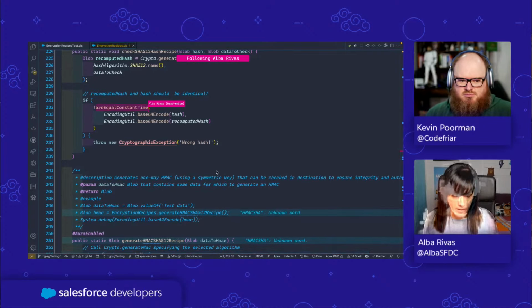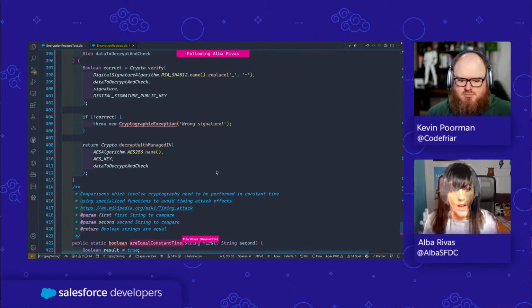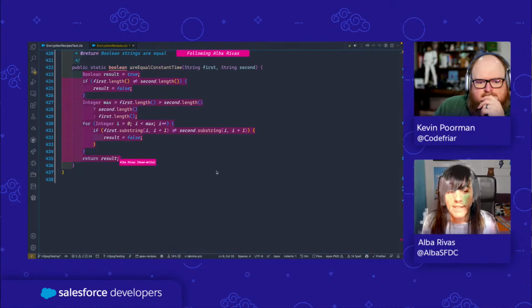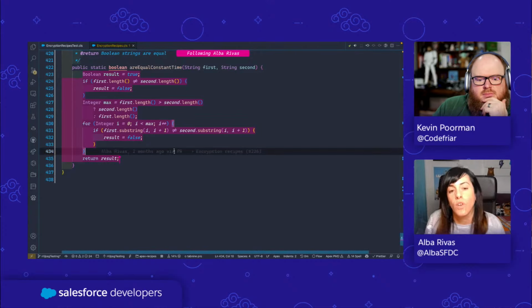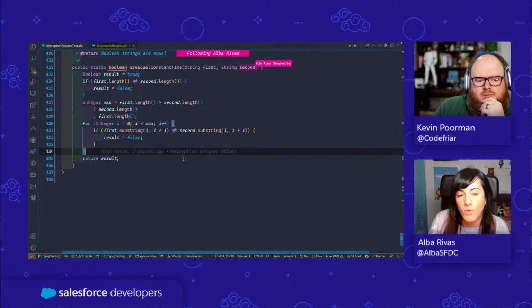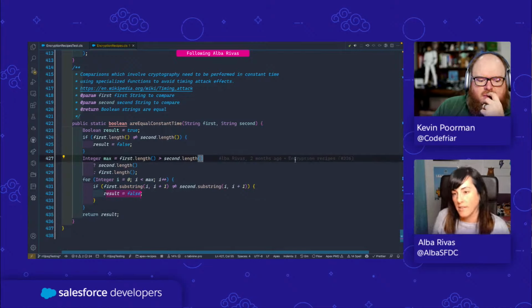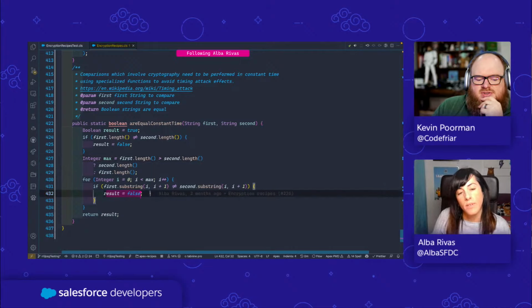Yeah, so here in Apex Recipes, you can find an example of a function that always takes the same time to execute the comparison between the first string and the second string. What we do is, instead of breaking when the comparison is found, we continue executing the loop always till the end. Ah, okay. So this is sort of unoptimized by intention. Exactly. Okay, that's interesting. I like how this is done.